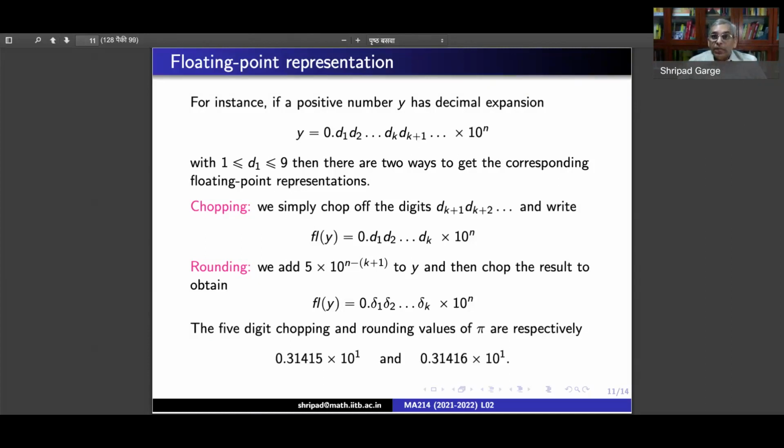So when we are chopping the number pi and using only 5-digit numbers, so D1, D2, D3, D4, D5, then chopping will result only in 31415, whereas rounding will result in 31416. So this is how we would write the numbers in the floating point representation. We will have to tell how many digits we are going to use.